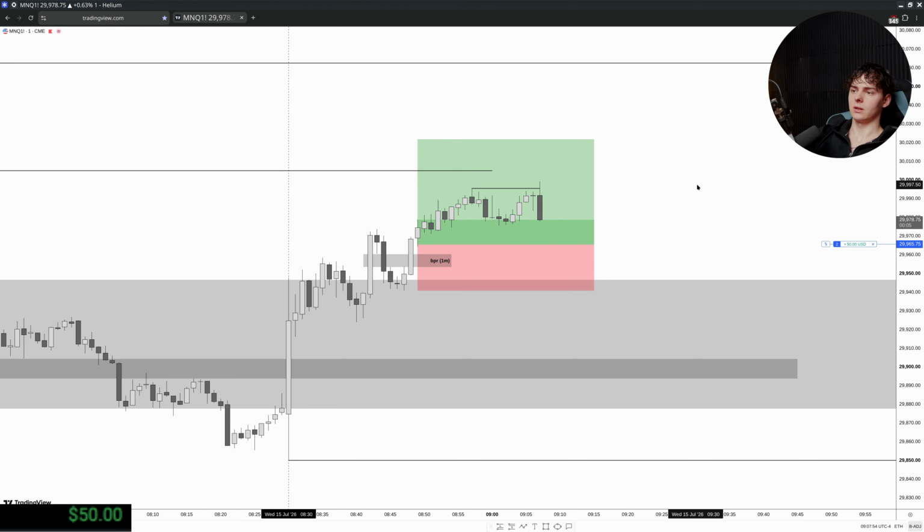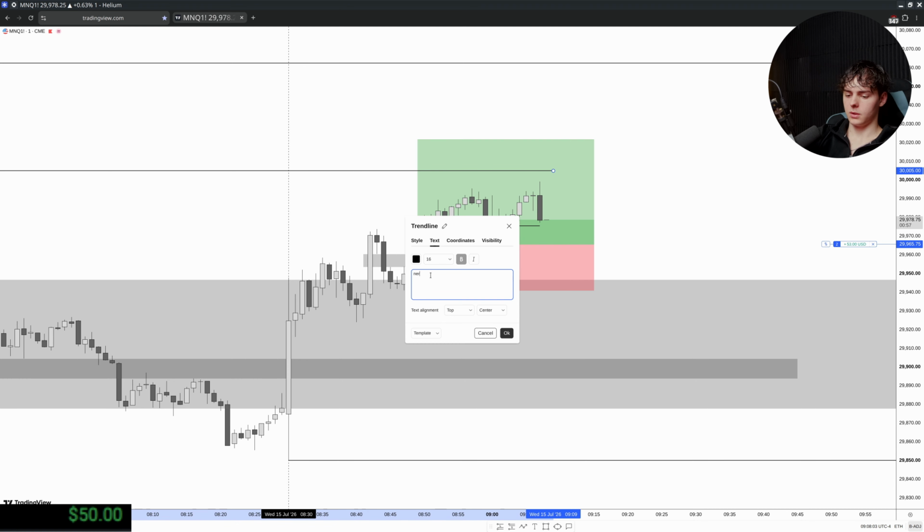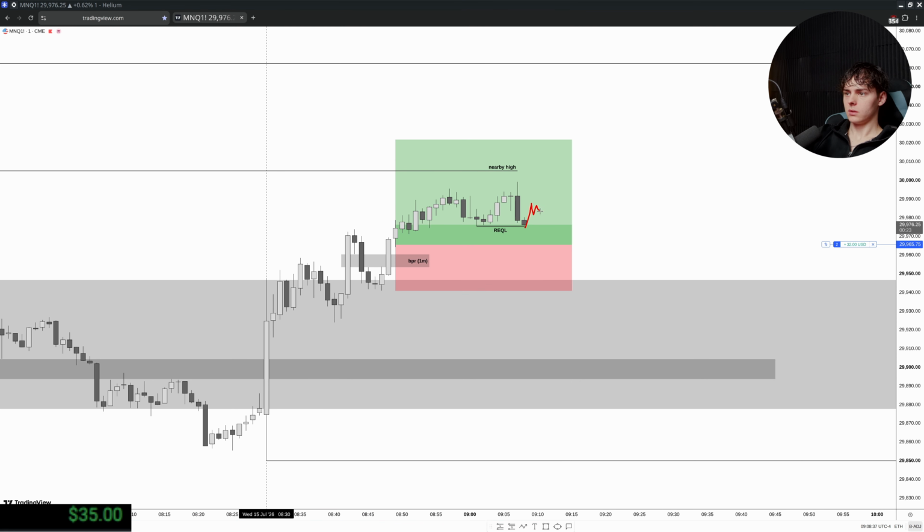That's of course not a good reaction. We're having all of these lows in here. They could be taken out. I might just call this a nearby high. So we have taken out all of these lows. Perhaps now we move on to the upside.